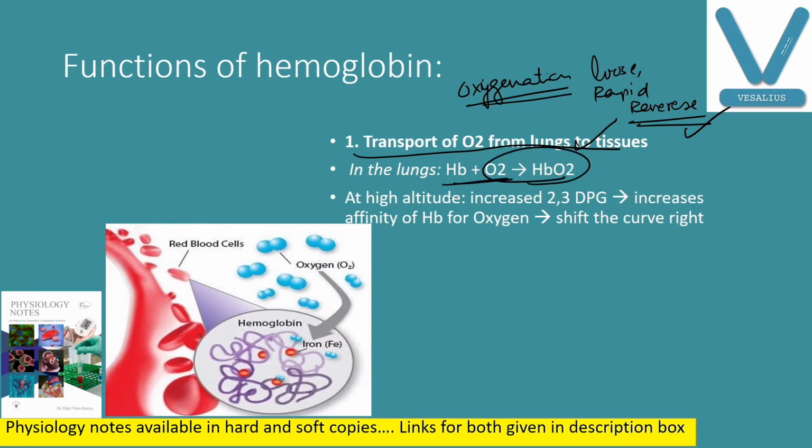You can see Hb plus O2 gives HbO2. At high altitude, another important thing, this binding is loose and rapid. One applied aspect here is that at high altitude, when 2,3-diphosphoglycerate increases, the affinity of hemoglobin for oxygen decreases. This means oxygen is released easily from hemoglobin, and this is known as a shift of the oxygen hemoglobin dissociation curve to the right. I have explained this shift to the right and left in my oxygen hemoglobin dissociation curve video. You can watch that one.